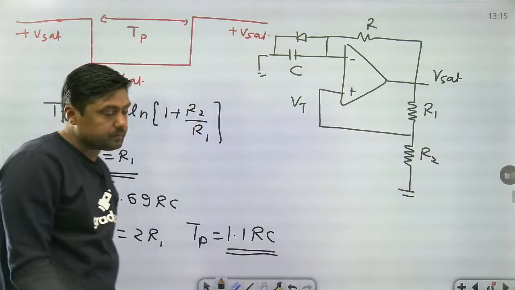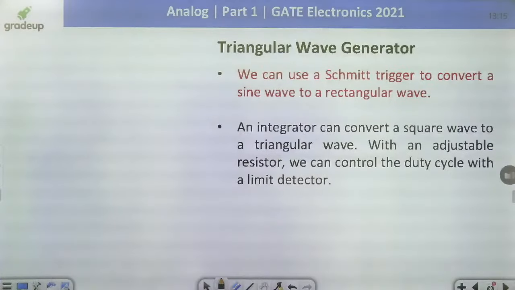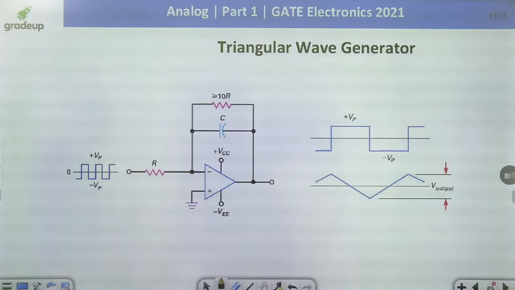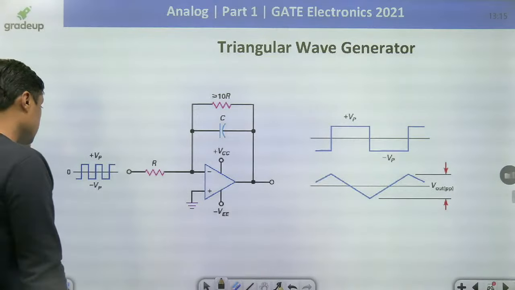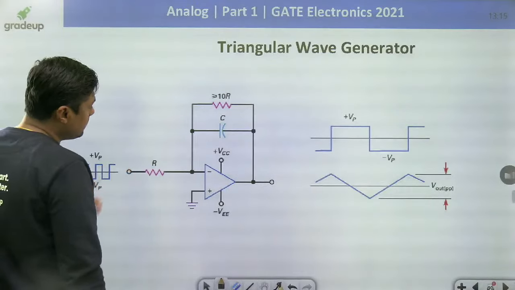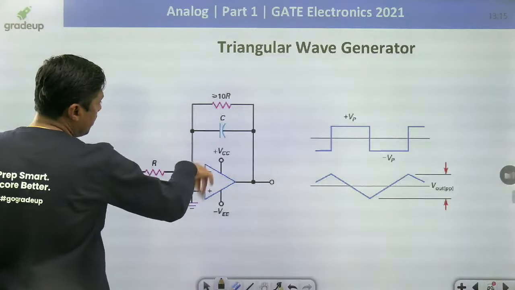Okay. Last one, triangular wave generator. This is a triangular wave generator. This is an integrator. RCR. This is simply what? Integrator.